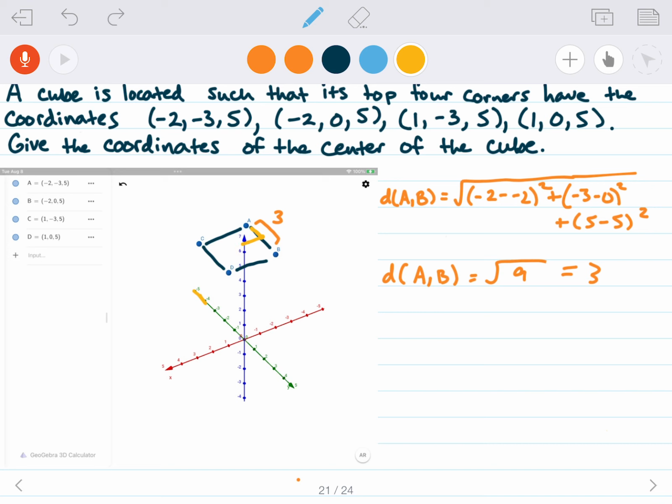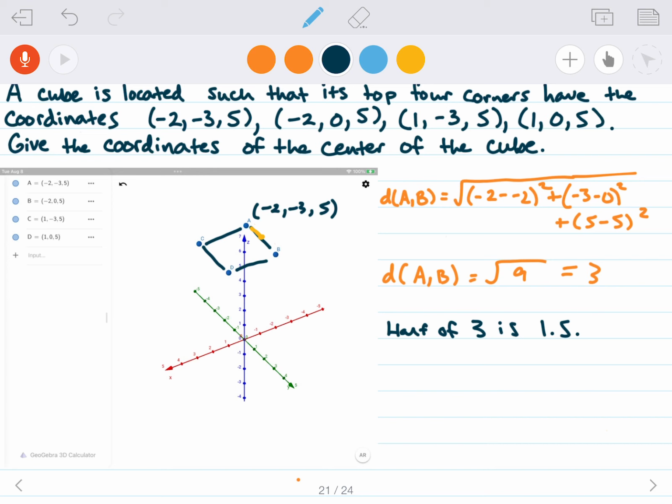Okay, so let's go ahead and employ that mathematically, and we can start at point A. It doesn't matter which point you start at, but we'll start at point A at the point -2, -3, 5. Now, the first thing that I want to do is travel in the y direction, right? These are parallel. And I want to travel halfway. So half of 3 is 1.5. So I want to travel 1.5 in the y direction first.